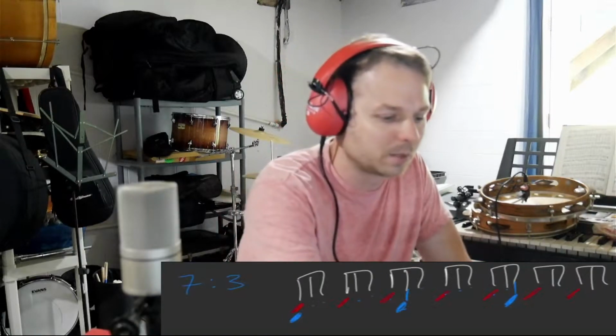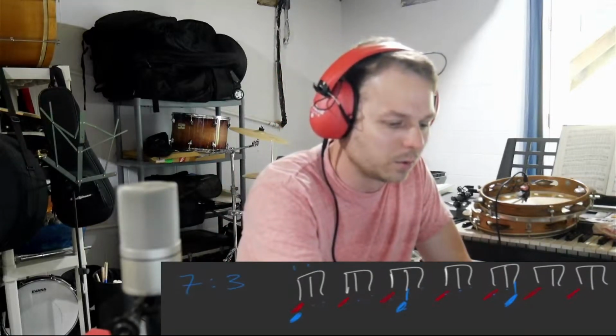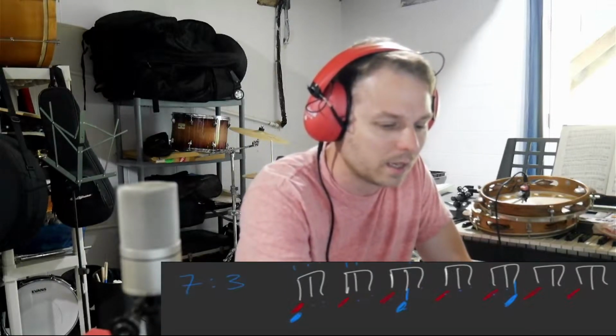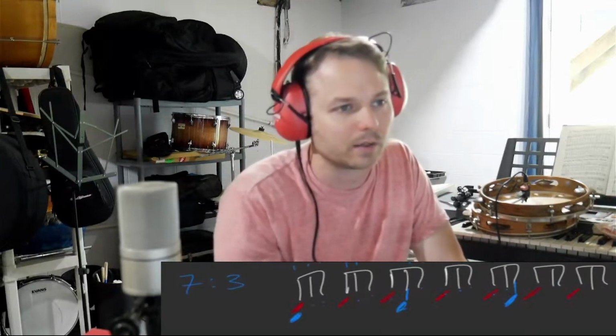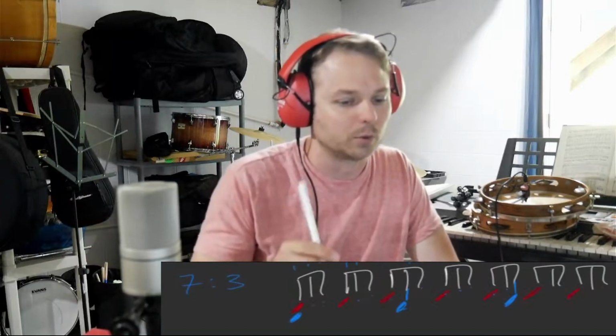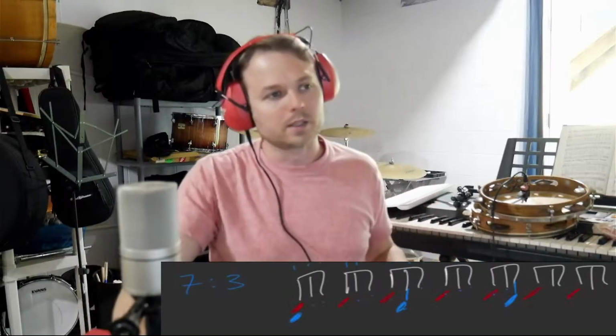Again, we can double check just by counting the notes. 1, 2, 3, 4, 5, 6, 7 notes there. 1, 2, 3, 4, 5, 6, 7 notes there. 1, 2, 3, 4, 5, 6, 7 notes there. So we know that they're spaced out evenly because there's the same amount of notes between all of the blue dots. All right, and again, just take your metronome.